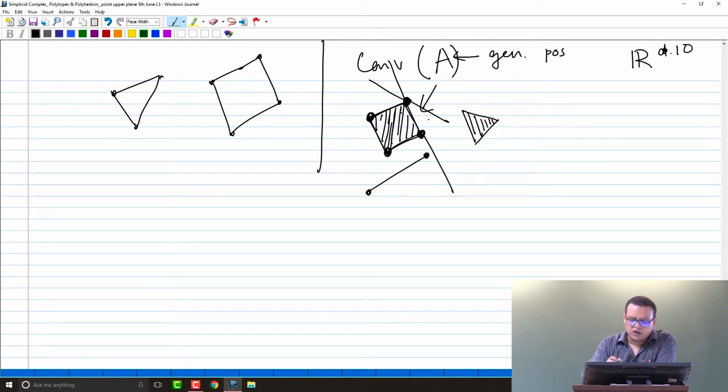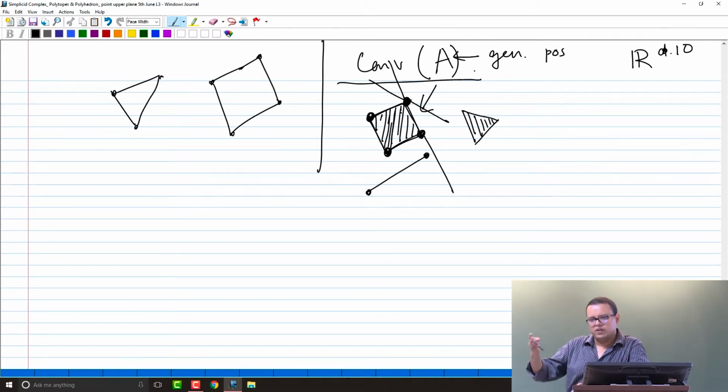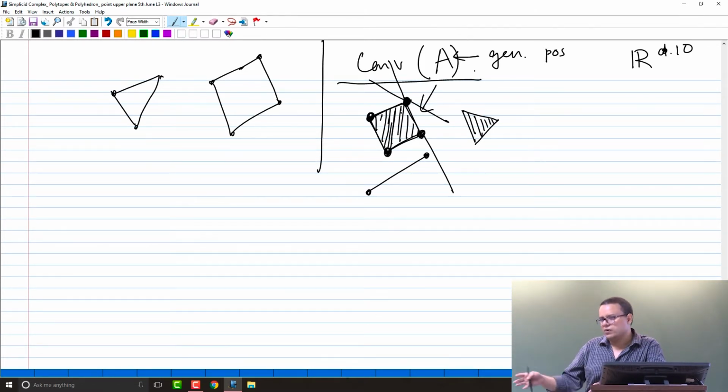But the only thing you have to remember is, if A is in general position, the faces of the convex hull of A will be simplices basically. These are what are called simplicial polytopes.